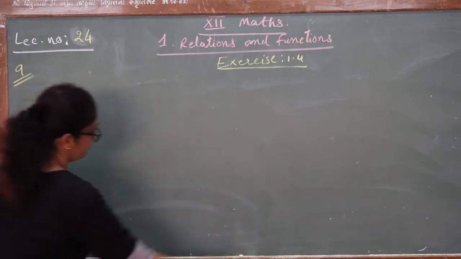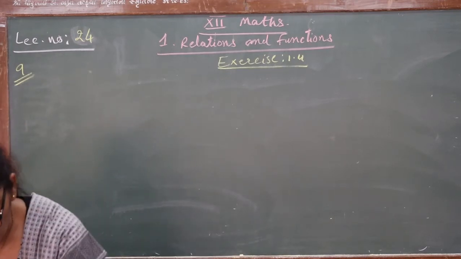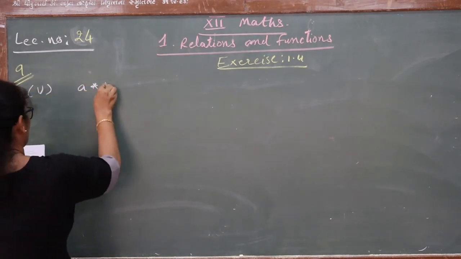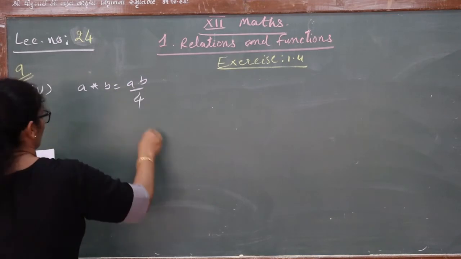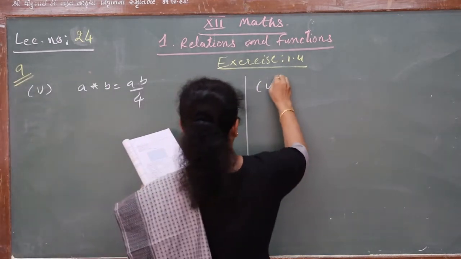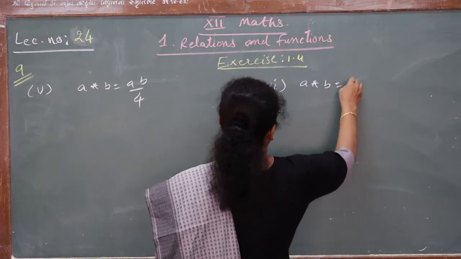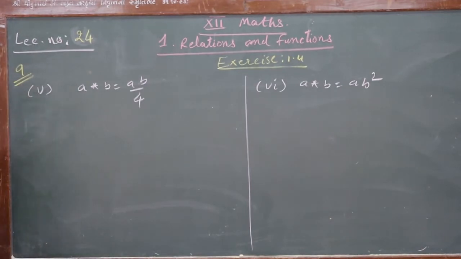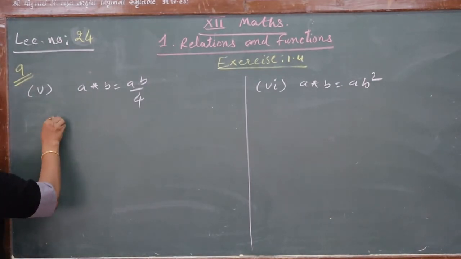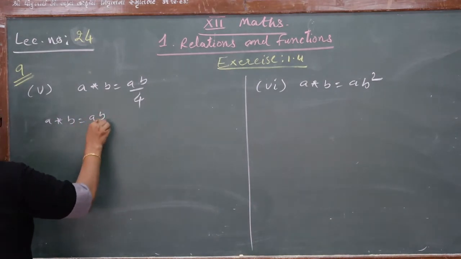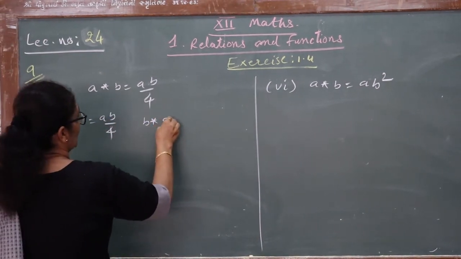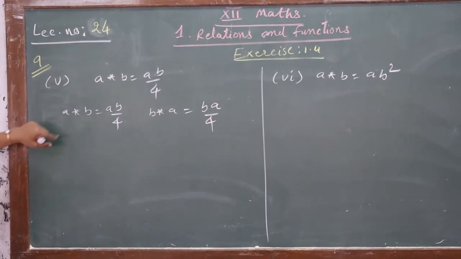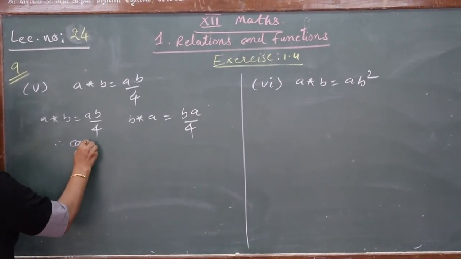Now let's check the fifth question. Fifth question is A asterisk B equals AB by 4. And the last, sixth one, is A B square. Okay, so let's check it. First, commutative. We are taking A asterisk B equal to AB by 4 and B asterisk A equal to BA by 4. If you multiply A with B or B with A, it remains the same. Therefore, you can say it is commutative.